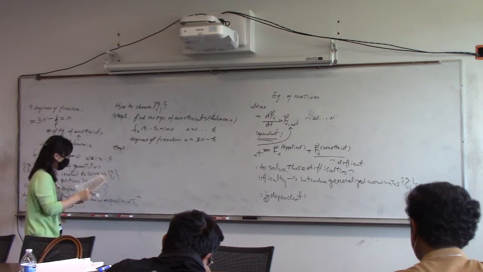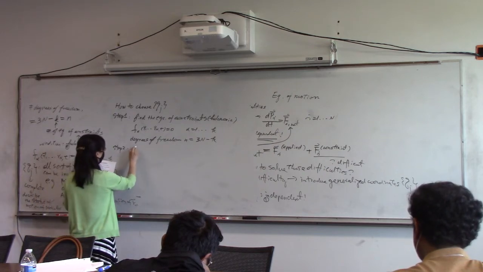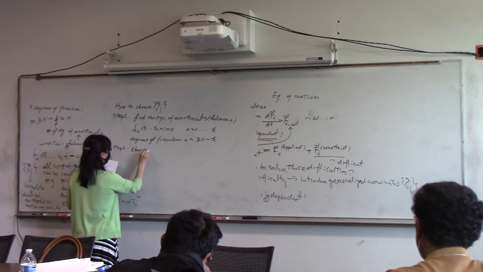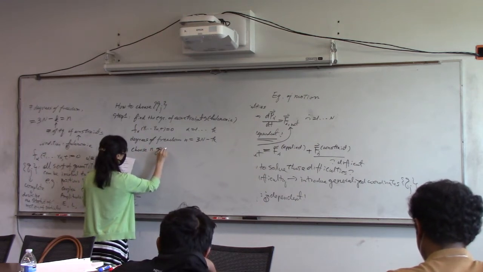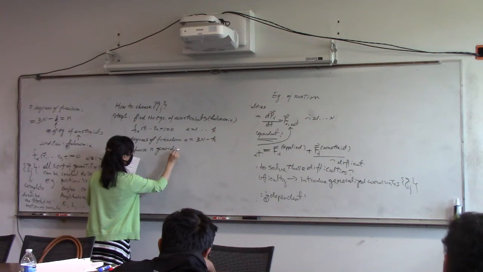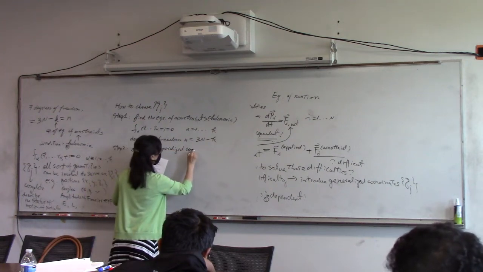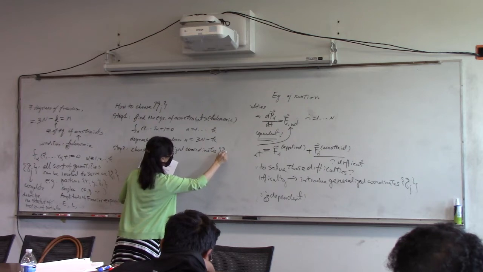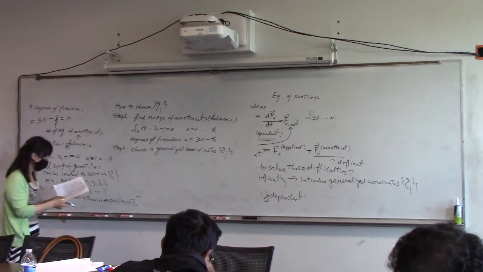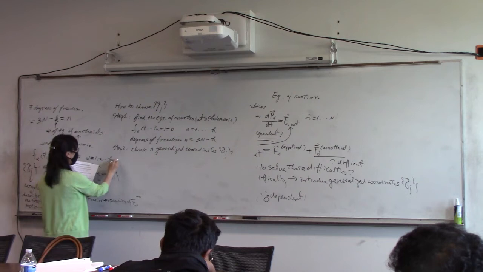Step two: once we determine that, we are going to choose n generalized coordinates. This is the key, right? We are going to play some examples to see how to choose. But we need to know how many we are going to choose.